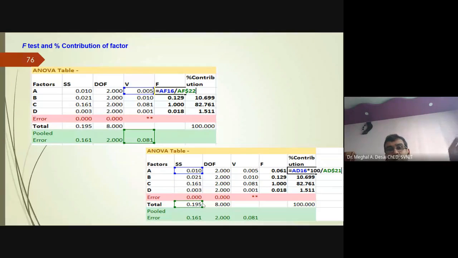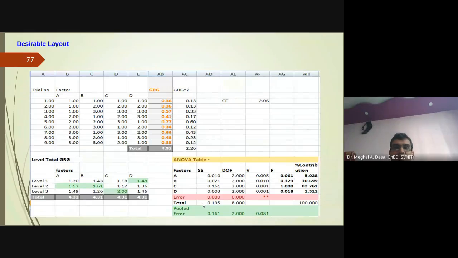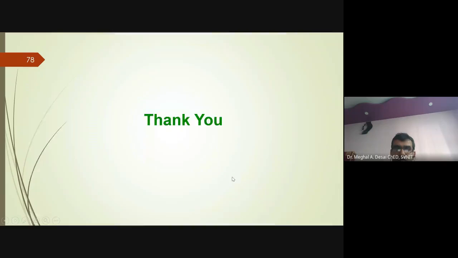So if you have prepared these functions and the equation in single response, simply you can transfer over here and replace the value. So this is how your layout will look like. A level total, these are ANOVA table.